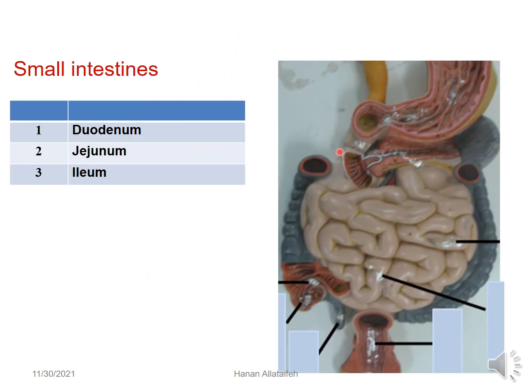Now, portions of the small intestine. Next to the stomach, we have duodenum here, duodenum. Next we have jejunum. Jejunum is located within the upper left abdominal quadrant. Ileum here located within the lower right abdominal quadrant. Ileum here opens into the large intestine, into the cecum through ileocecal sphincter.